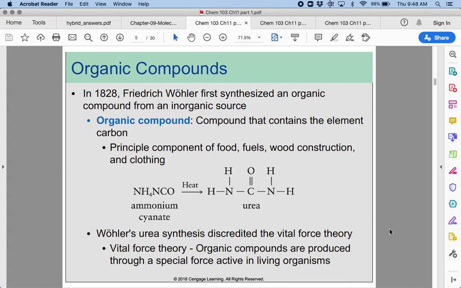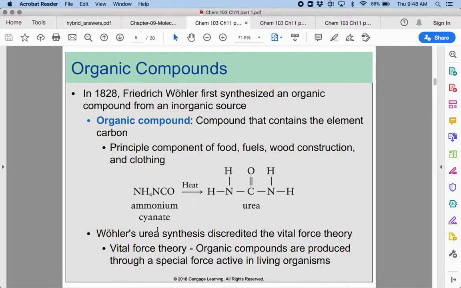So, for example, he was able to do this with urea. If you're not familiar with urea, the natural source of urea is your pee. It comes from mammals, amphibians, birds, urine of pretty much most animals contains urea. And it's a useful compound when doing synthesis and things like that. But it was made from this compound here, ammonium cyanate and heat.